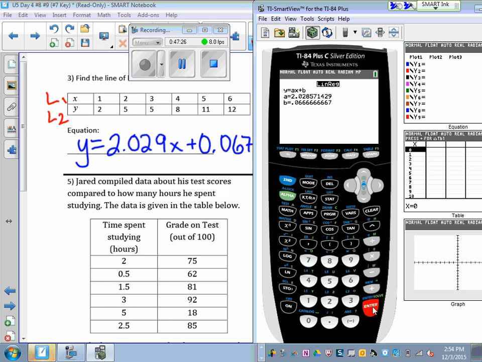Now, if it asks you to predict a value, then we take that and we put it in for X, right?